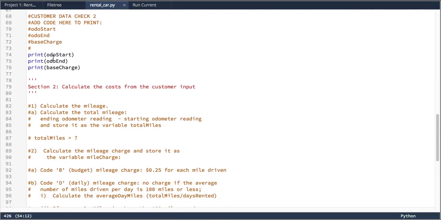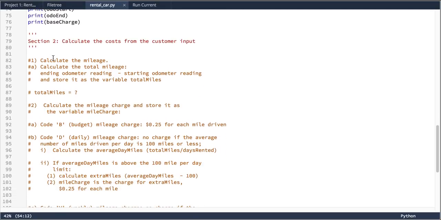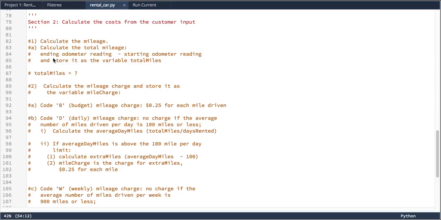Those calculations aren't complete. We now have to go through, and based on the total number of miles, add some charges because we don't have cars that are unlimited miles. So we have to pay for the miles that we've driven, and these mile charges will be in addition to the base charge. So let's take a moment to read over the comments.